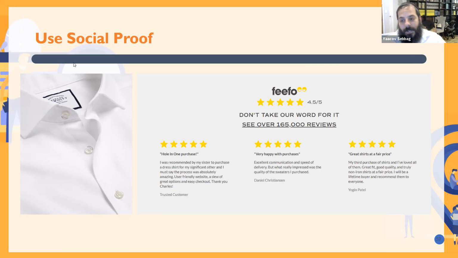But customer reviews are huge. And we live in that kind of world where social feedback, social proof is going to be important. These shirts, Charles Tyrant shirts, they happen to be excellent shirts. But one of the only reasons why I started buying those shirts was because they have 165,000 positive reviews. Five-star reviews is pretty good. And it really makes a difference.